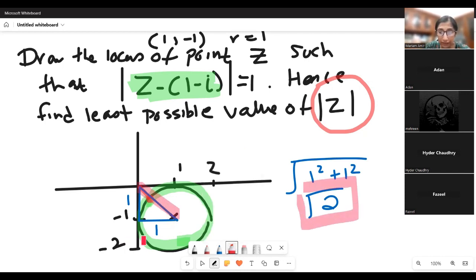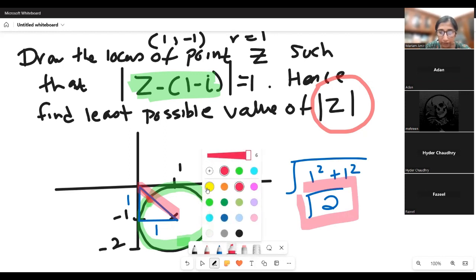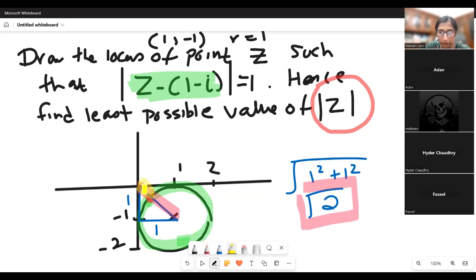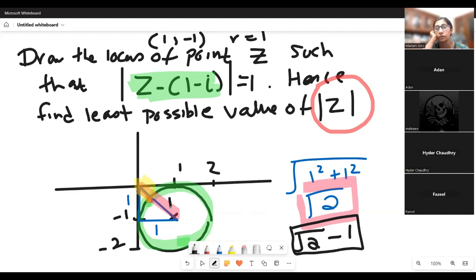But we just need this length. Just this length, which is the smallest possible value of modulus of z. This is also the radius, which is 1. So that smallest possible value would be square root of 2 minus 1. And the answer for this question, part B of this question, is square root of 2 minus 1.